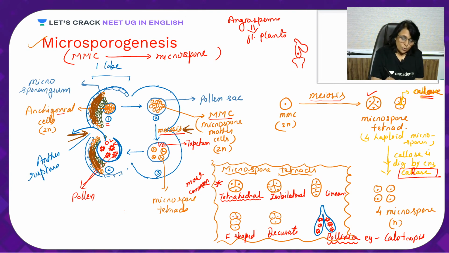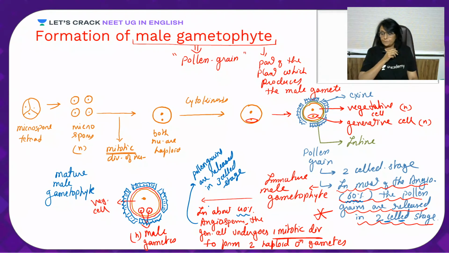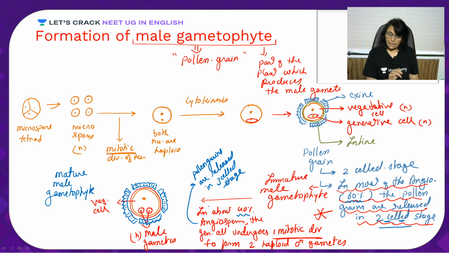So here we have shown the ruptured pollen sac also. And when the pollen sac ruptures, pollen grains are released. Now in majority of angiosperms, pollen grains are released in 2-celled stage. But in some, like less percentage of angiosperms, the pollen grains are released in 3-celled stage also. That percentage we have to remember. So here we wrote two important things, that in majority of them in 2-cell stage, and in some, like about 40%, they are released in 3-celled stage.